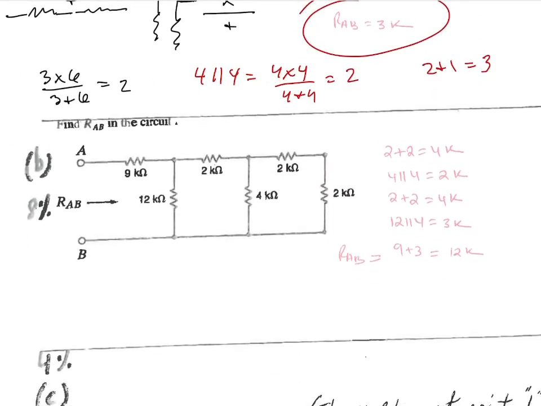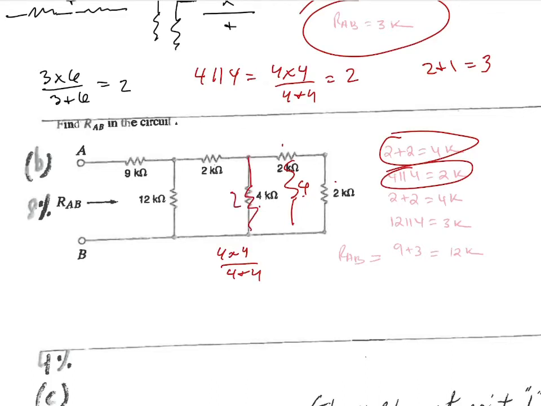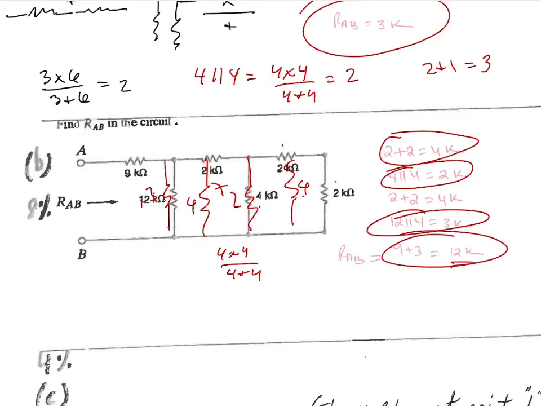And same exact thing here, so we do 2 plus 2, which equals 4. This is 4, and then we do 4 parallel 4 here, which equals 2. So this gets changed to 2. 2 plus 2 right here equals 4. And then 4 parallel 12 equals 3. 3 plus 9 is equal to 12.